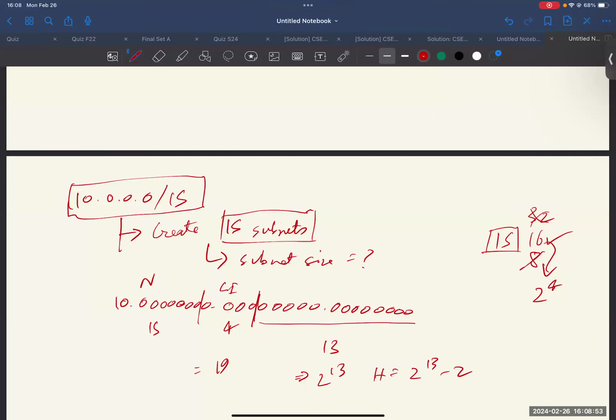হ্যাঁ, সাবনেট সাইজে তো হচ্ছে আমি পুরো আইপি অ্যাড্রেসের স্পেসটা দেখতেছি, রাইট? বাট হোস্টের সময় তো আমার দুইটা বাদ দিতে হয়। বাট স্যার সাবনেট সাইজ কি তাহলে 2 to the power 13 হবে? হ্যাঁ হ্যাঁ, সাবনেট সাইজ এইটা। ওকে ওকে স্যার। Is that clear? Any questions, anyone?